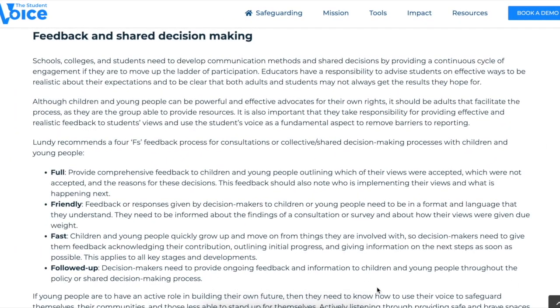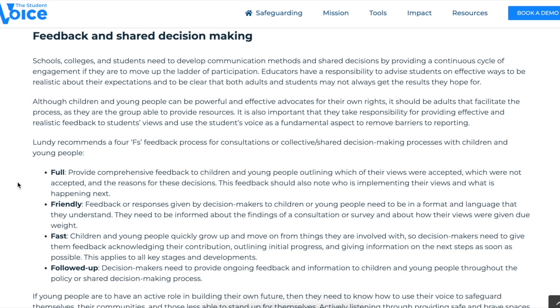This is a UK organization that works on safeguarding and really protecting children and using student voice and shared decision making in that process. So they summarize here Lundy's 4 F's. This is the 4 F's feedback process, for when we're making collective or shared decisions, or having consultations with children and young people. So here we go. Full, friendly, fast, followed up.